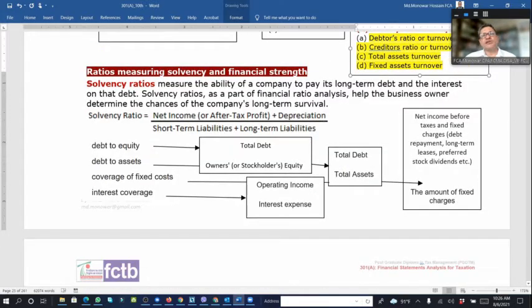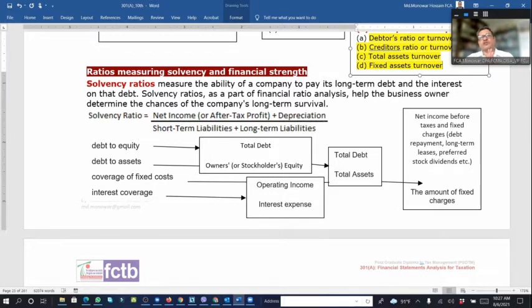So sometimes we are using solvency ratio. The solvency ratio is a measure of the ability of a company to pay its long-term debt and the interest on the debt. That's why the solvency ratio is required for the stakeholders, for the debtors or creditors or any other person, for understanding the company's solvency for future sustainability. The solvency ratio is a part of the financial ratios, which helps business owners determine the chance of the company's long-term survival. And the solvency ratio we can calculate as net income plus depreciation divided by short-term liability plus long-term liability.